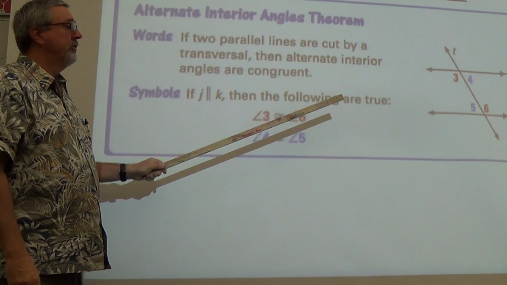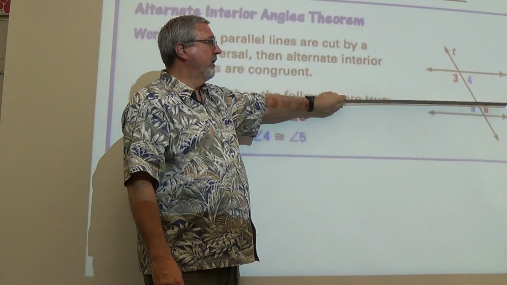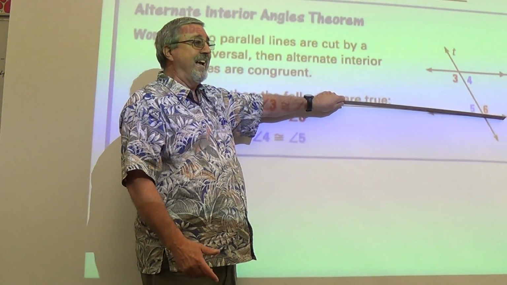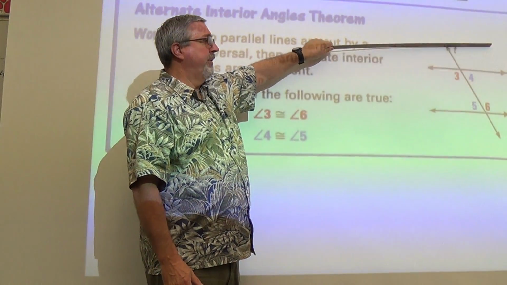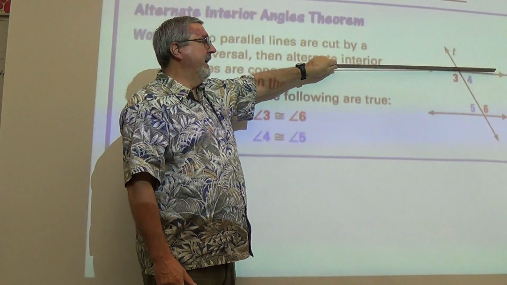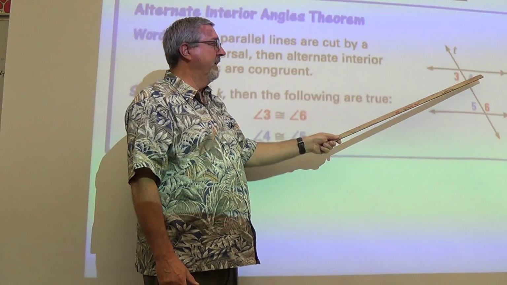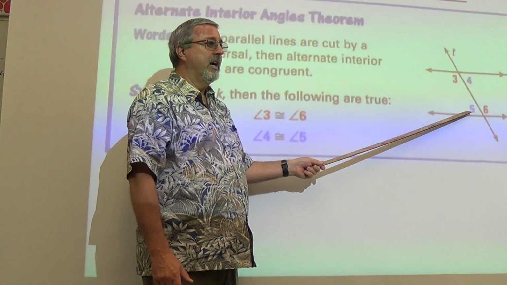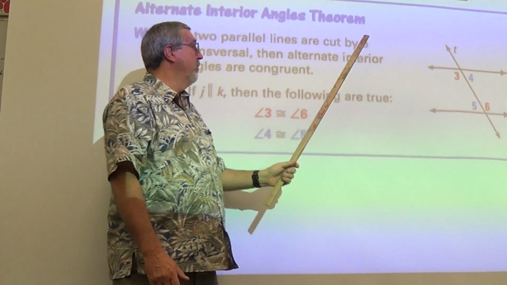On parallel lines, we have interior angles, which are inside the two parallel lines. We also have exterior angles, which would be outside the parallel lines. So interior means it's between the two parallel lines. Alternate meaning one here, one here, alternate ends of the transversal and the parallel lines. Here and here.